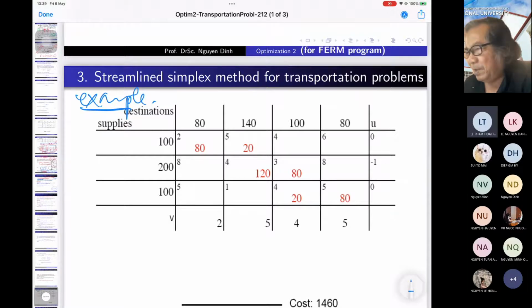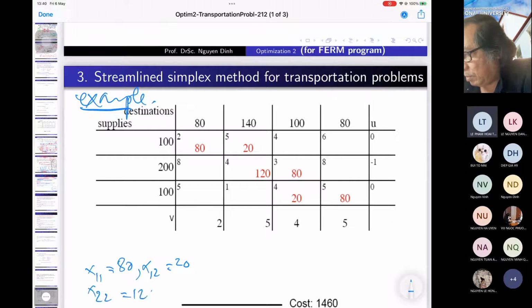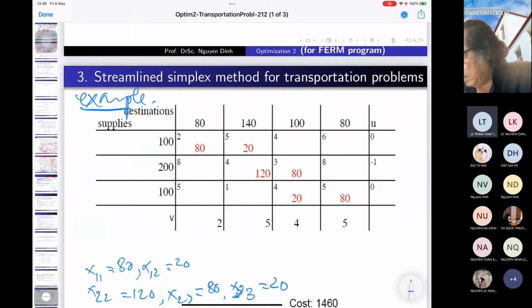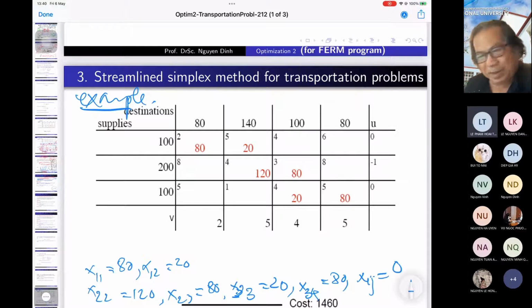The feasible solution here is, for example, x11 is 80, x12 is 20, x22 is 120, x23 is 80, x33 is 20, x34 is 80, and all the other xij are equal to 0. Is that okay? That is feasible.